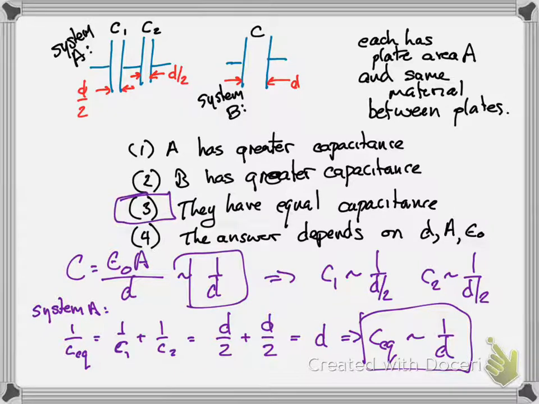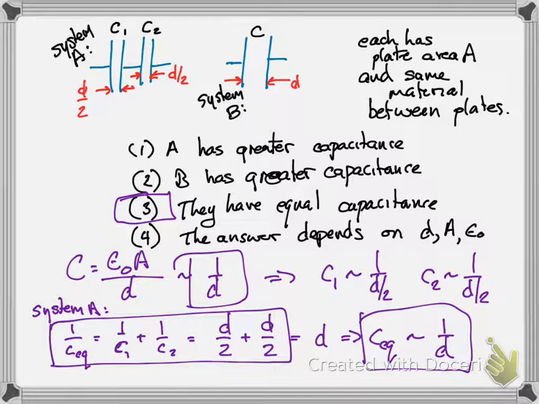If you don't like the approach that I took with it goes as, or it's proportional to, you can go ahead and put in the epsilon 0 A's, and you'll find that in both cases, in system A, the capacitance is epsilon 0 A over d, and in system B, the capacitance is epsilon 0 A over d, when we add them like that.